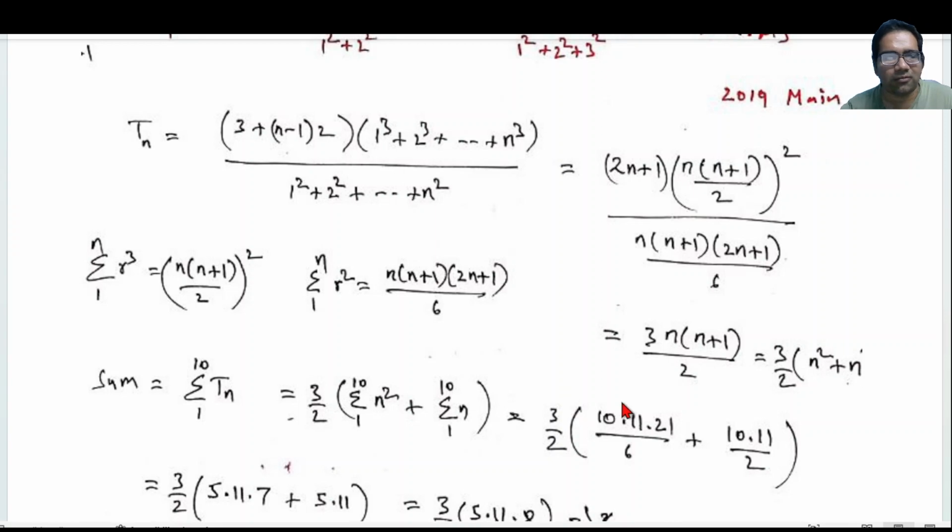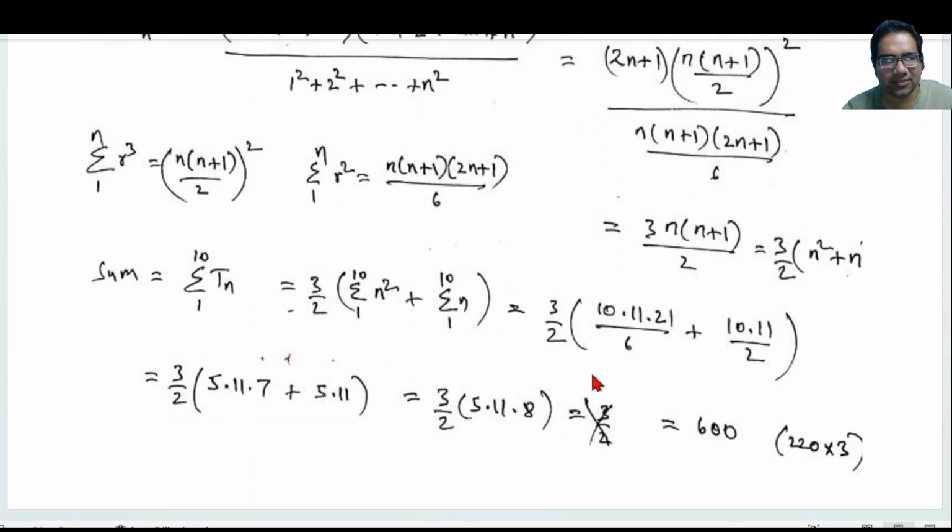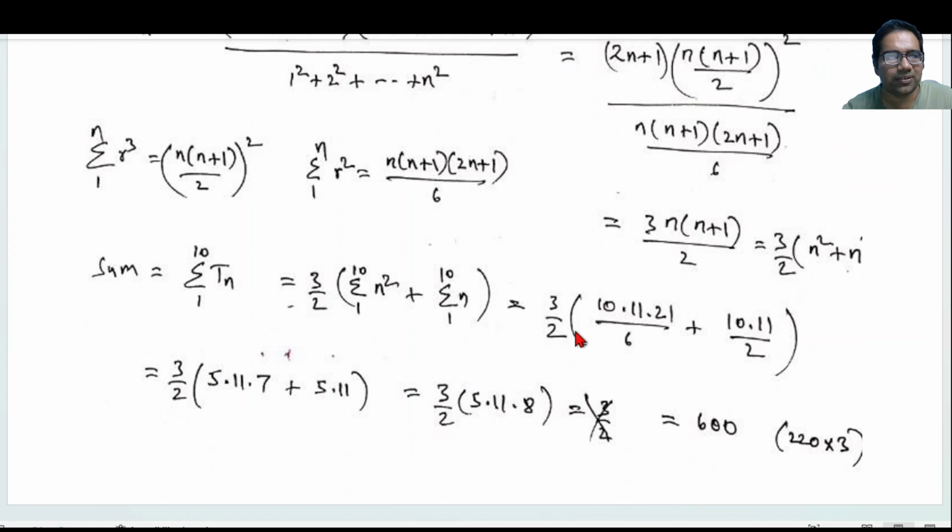Now we can simplify this further. 6, 3 will go 7 times here and 2 will go 5 times here. So this becomes 3 by 2 into 5 into 11 into 7 plus 5 into 11. This becomes 5 into 11 into 8. Then this 2 also will go 4 times. So the total is 220 into 3. That becomes 660.